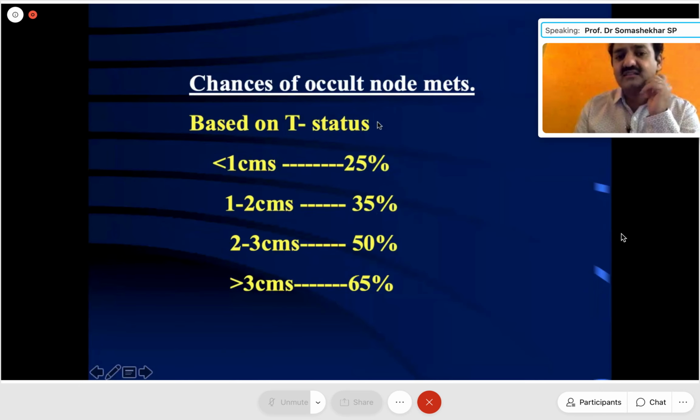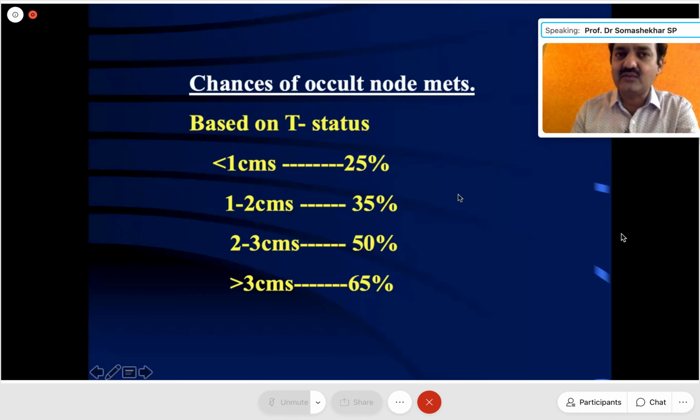Now, what are the chances of occult metastasis based on T? In general, if you have a solid tumor, let's take an example of breast, tumor is less than 1 centimeter, chance of occult metastasis is 25%. So you do staging surgery, SLNB or staging. The moment you cross 2 centimeter, look at this. The T status and lymph node status correlate.